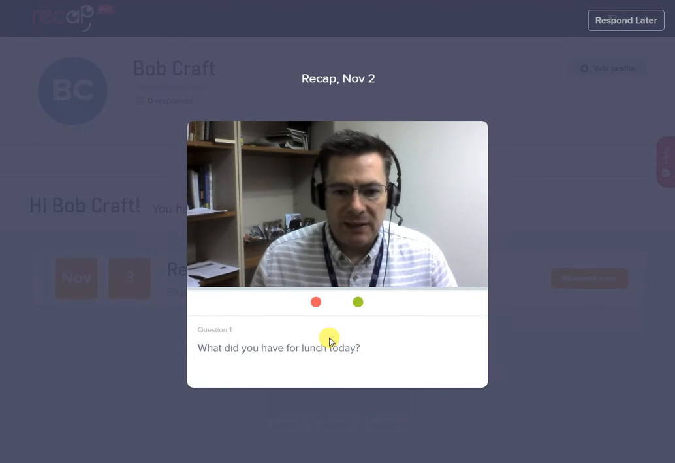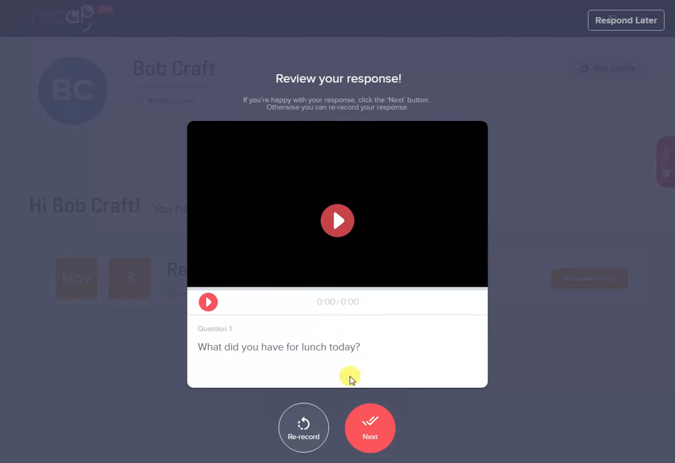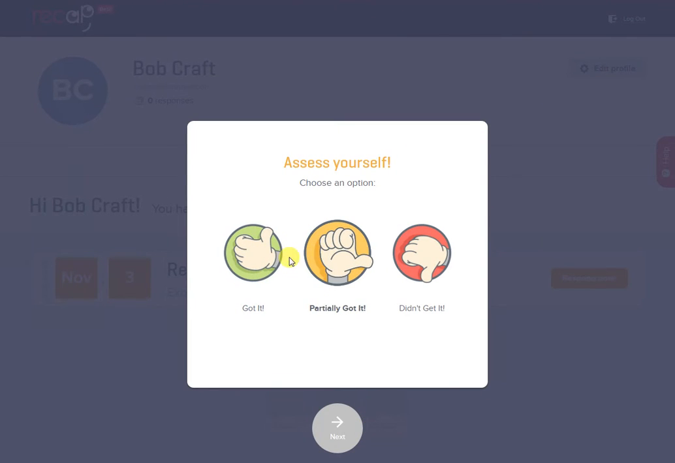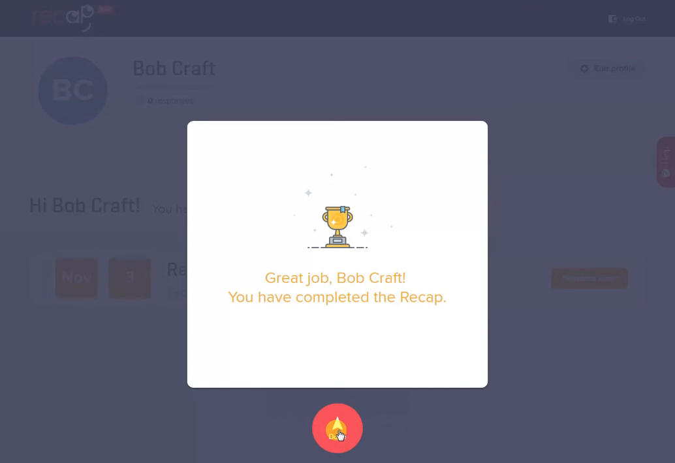As that is happening, students would go in and self-assess themselves. So they can re-record it or go to Next, and then self-assess themselves, partially got it, and then they are finished.